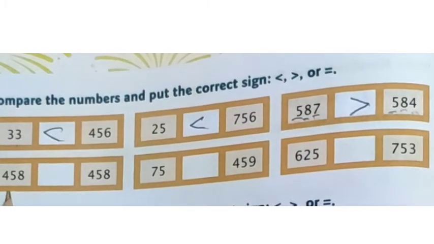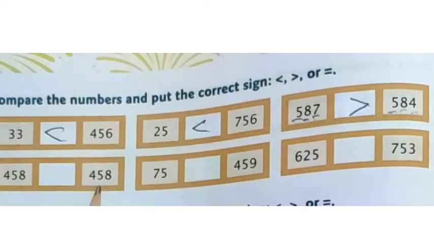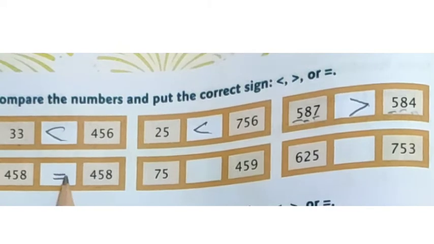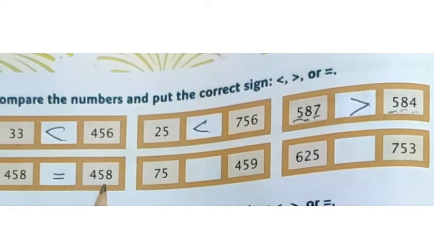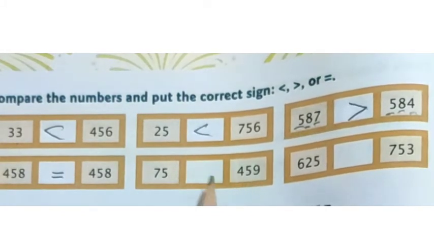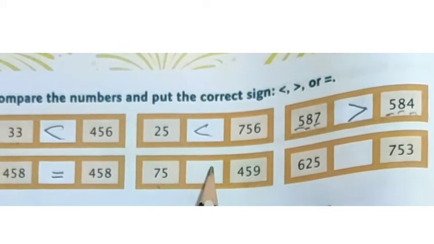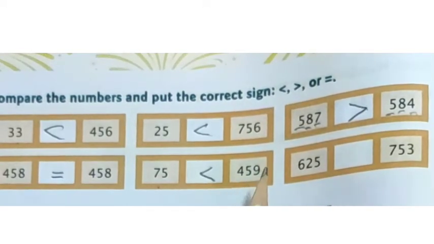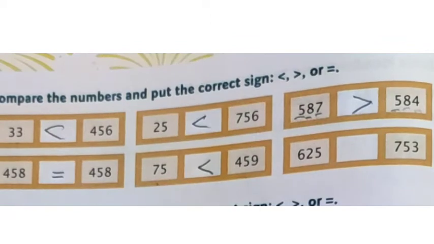Now next, 458 and 458, both are equal. So write down the equal to sign. 458 is equal to 458. Here the next question, 75 and 459. Here it is a 2-digit number, here it is a 3-digit number. So a 2-digit number is always smaller than a 3-digit number. 75 is less than 459. The next sum you try, children.